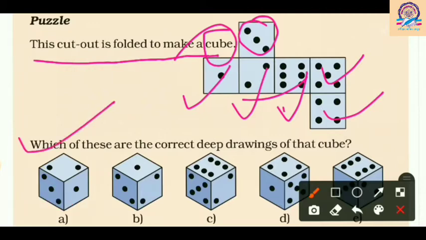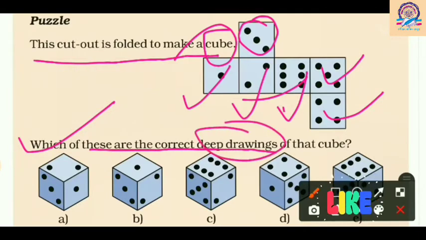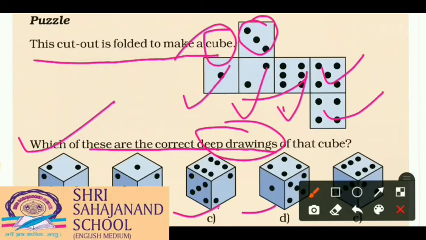One question here is, which of these are correct deep drawings of that cube? First we have to make the cube, and after that find from the options A, B, C, D and E which are the correct deep drawings. Deep drawing means 3D designs. So which are the 3D designs of that cube?